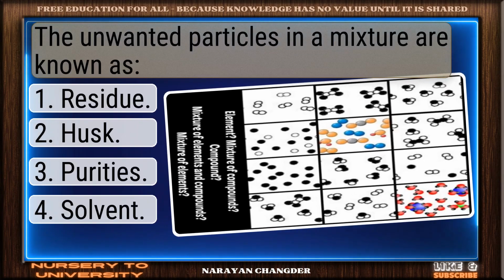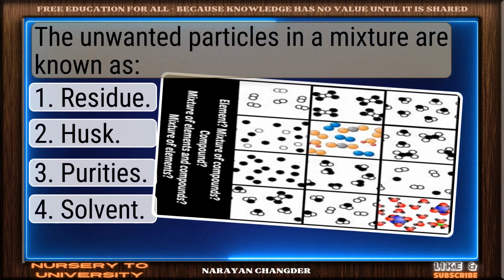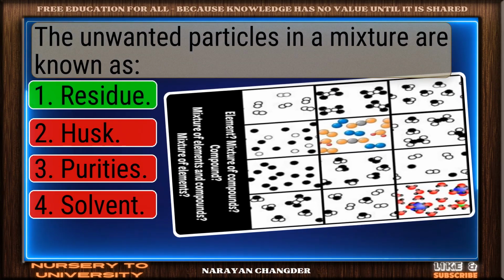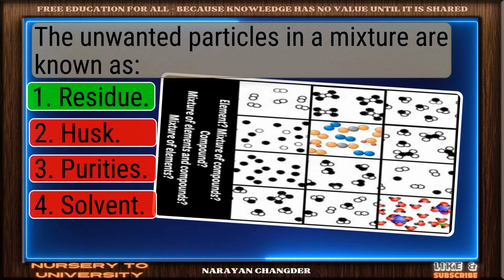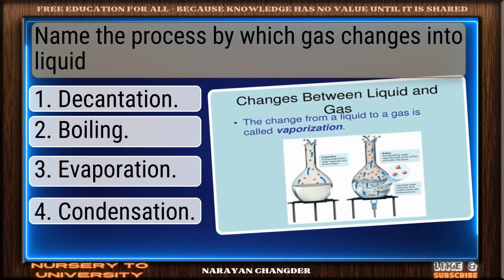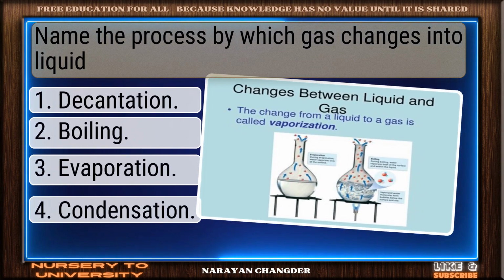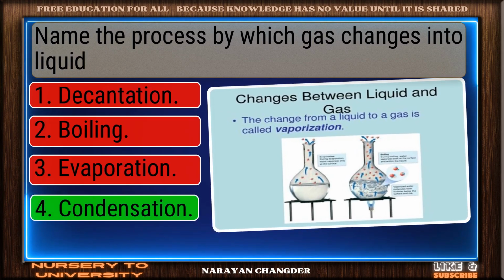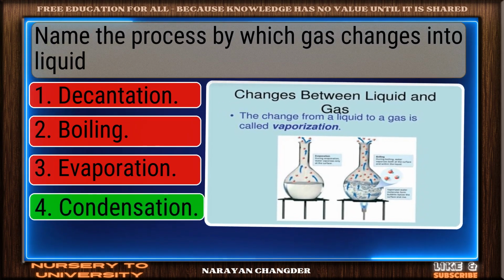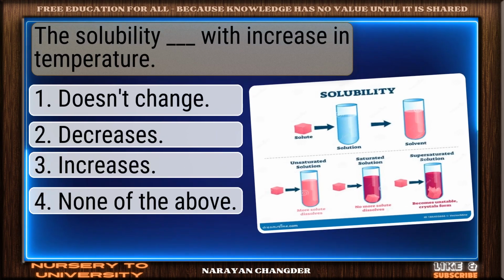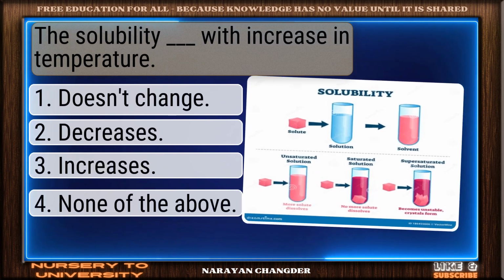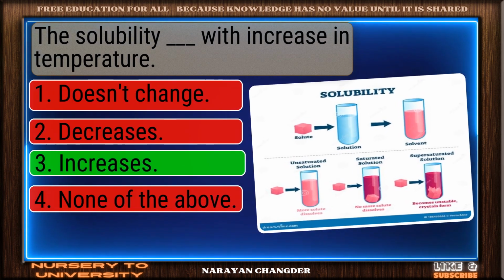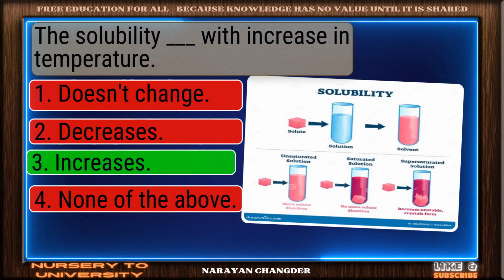The unwanted particles in a mixture are known as. Right again. Residue is a valid answer. Name the process by which gas changes into liquid. Solid response. Condensation is a valid choice. The solubility dash with increase in temperature. Bravo. Increases is the answer.